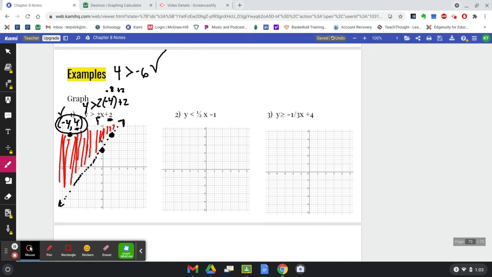The answer is yes. Then this is a solution to that inequality. All right. So we do have to be able to graph these by hand. So again, here, my intercept, -1. My slope tells me to go up 1 and over 2. This symbol tells me to use a dashed line.